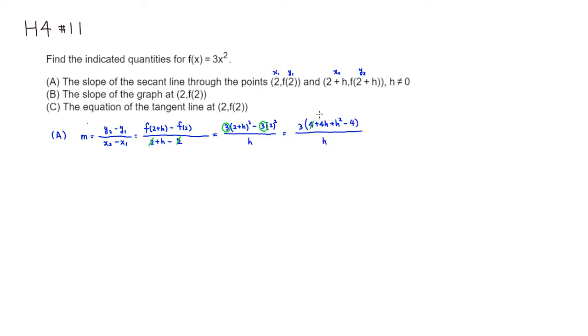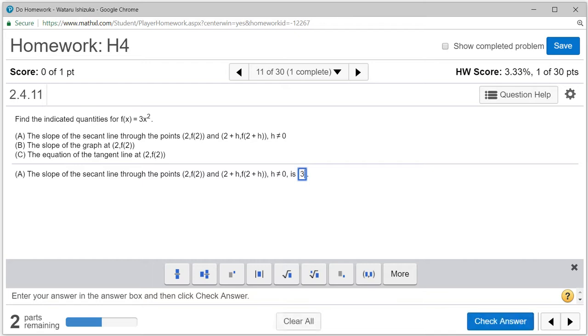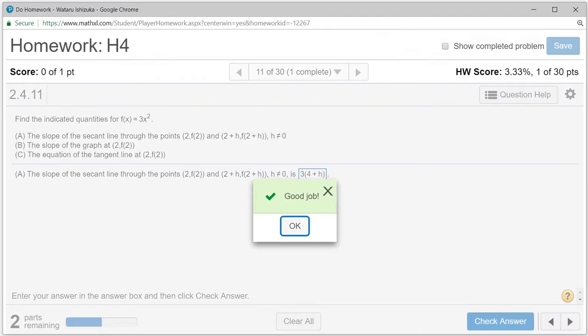So 4 minus 4 cancels out. Another thing we can pull out is h, since 4h and h squared have h in common. Then you have a 4 left from 4h, and you have another h, so it's 4 plus h, all over h. So we can cancel h on top and h on the bottom. What you get is 3 times 4 plus h. So let's type it in. We got 3 times 4 plus h. Let's check the answer. All right, we got that.